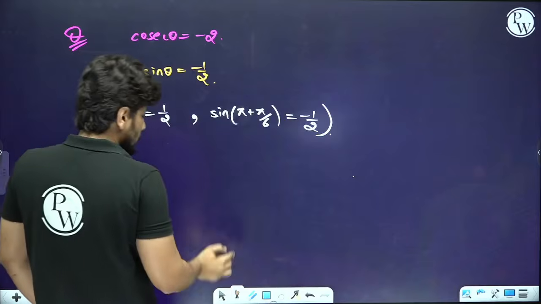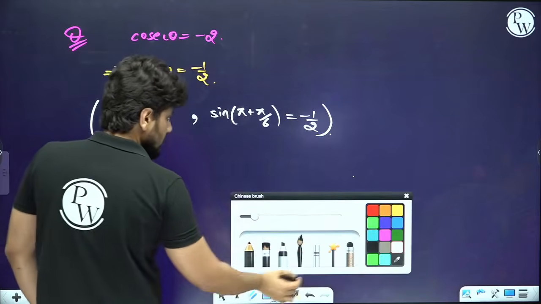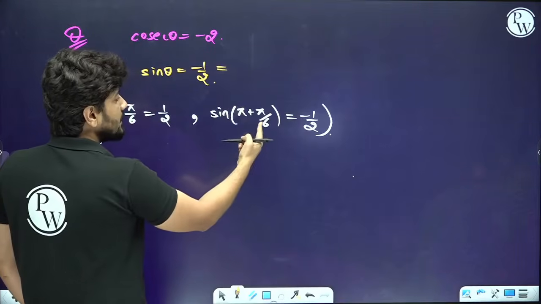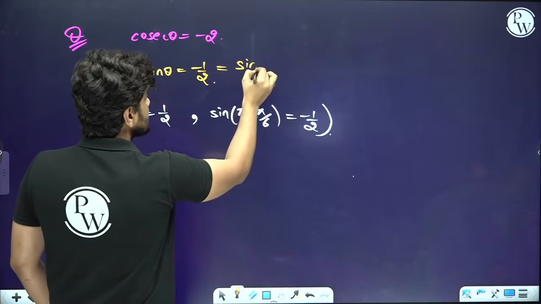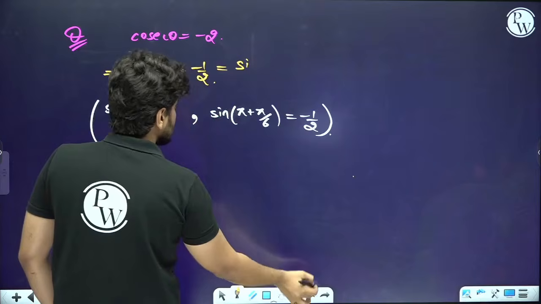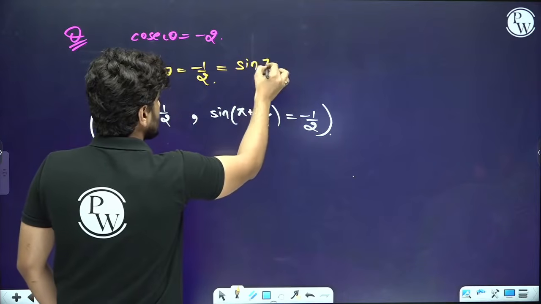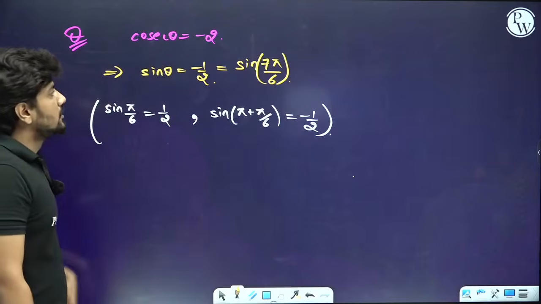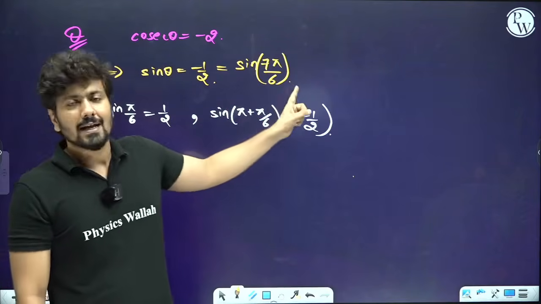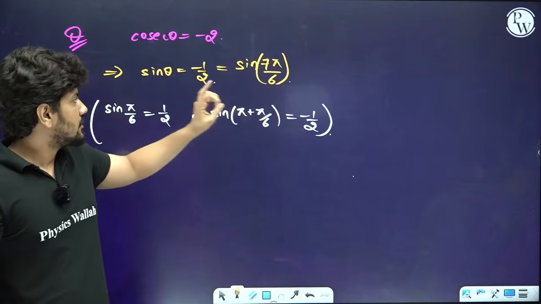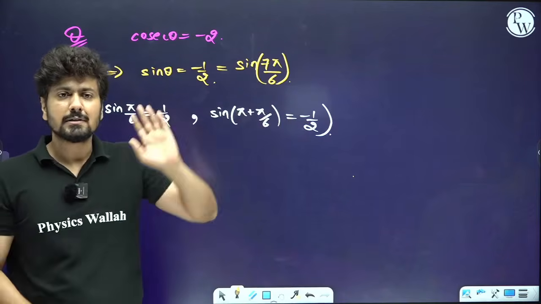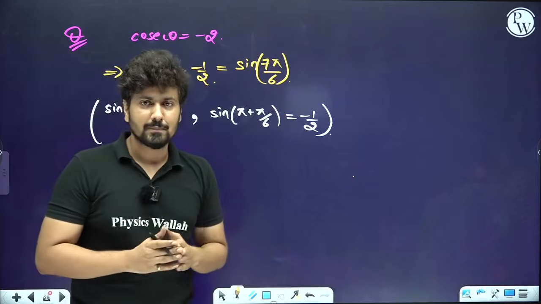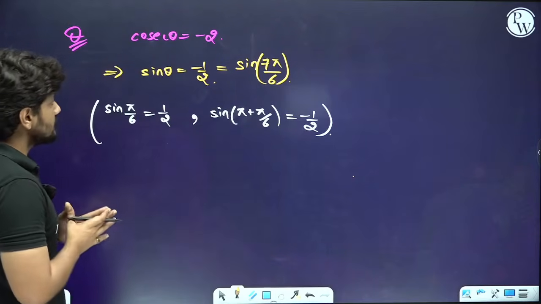Okay. So sin theta is equal to minus 1 by 2. I can write this angle minus 1 by 2 as pi plus pi by 6, which is basically 7 pi by 6. So sin theta is equal to sin 7 pi by 6. Okay. So minus 1 by 2 is what? 7 pi by 6. So sin theta is equal to sin 7 pi by 6. Are we clear, everybody? Okay.